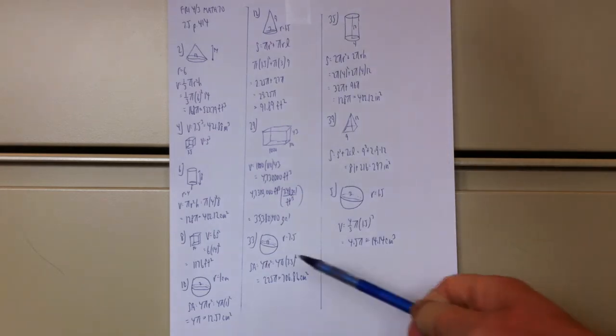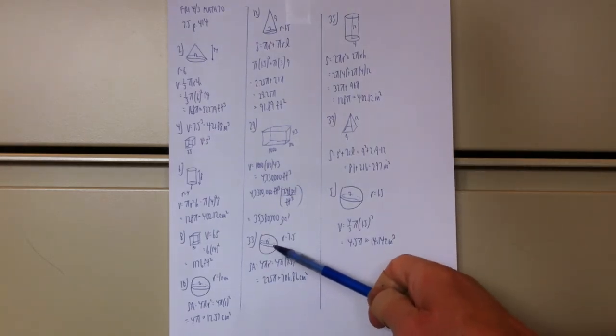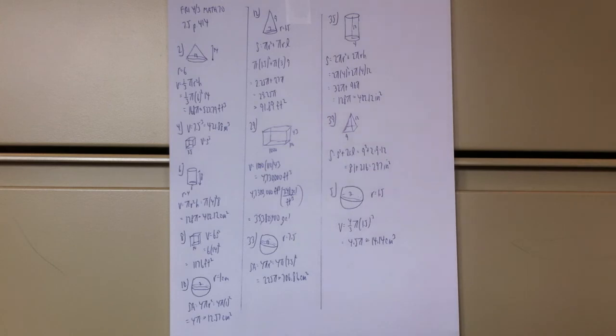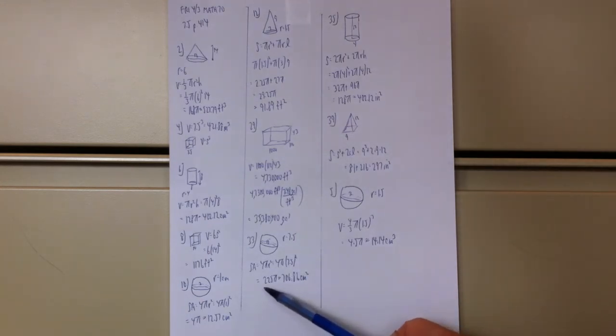Problem 33, we're told again that we have a diameter of 15, which means the radius is half of that, 7.5. The formula for the surface area of a sphere is 4 pi r squared. 4 pi times 7.5 squared, that's 225 pi, which is approximately 706.86 centimeters squared.